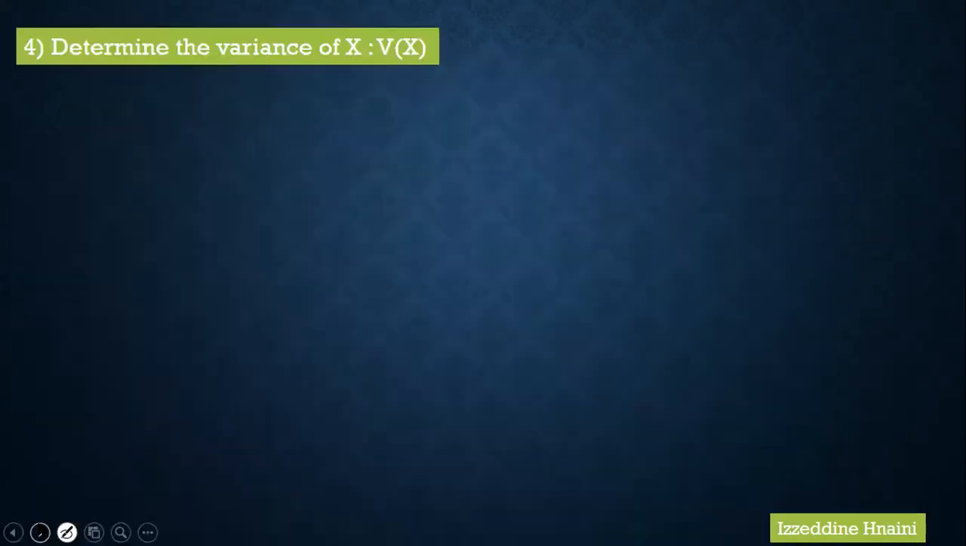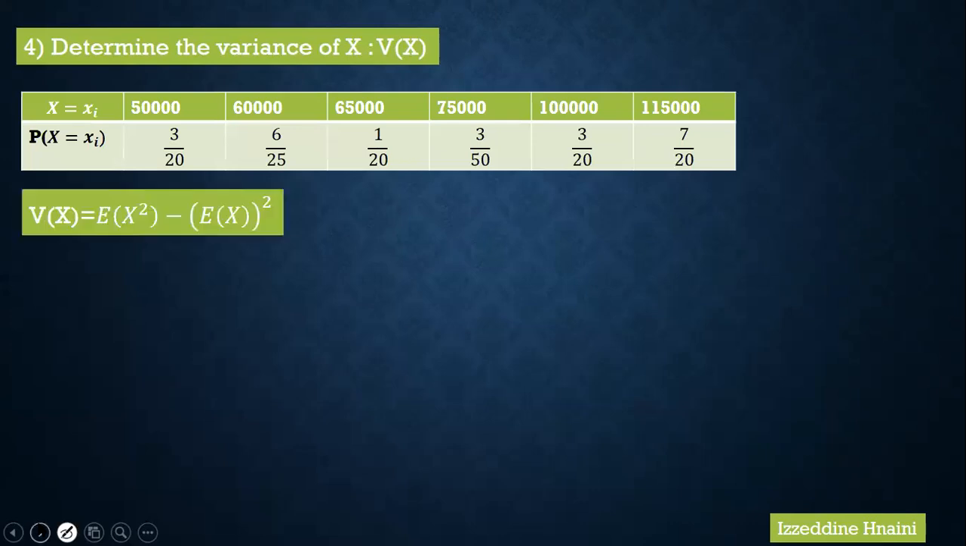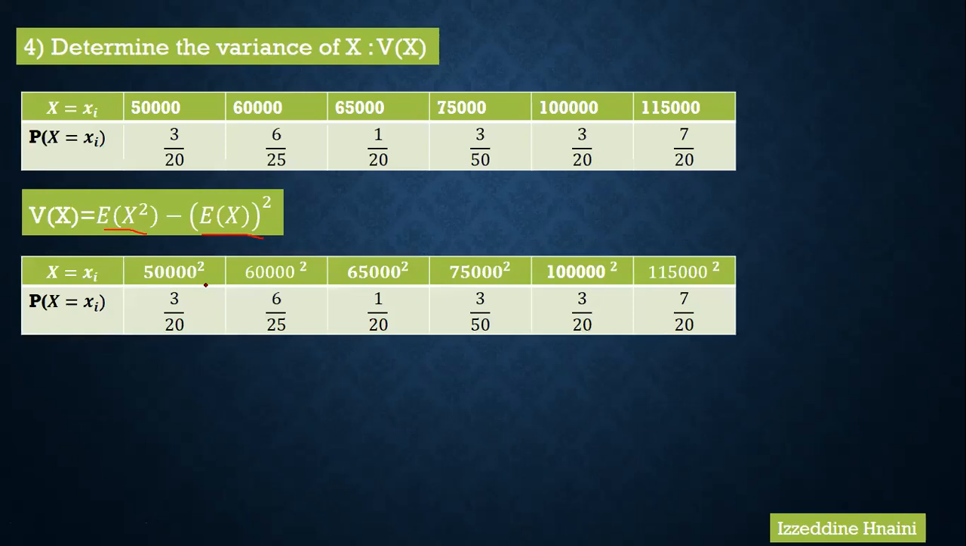Determine the variance of X, V(X). The variance equals E(X²) minus (E(X))². (E(X))² is the expected value that was calculated before, to the power 2. But what do we mean by E(X²)? Here we find the square of each value, and then for this new set, we find the expected value. This expected value is called E(X²).